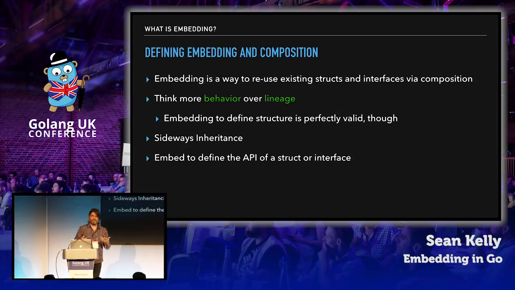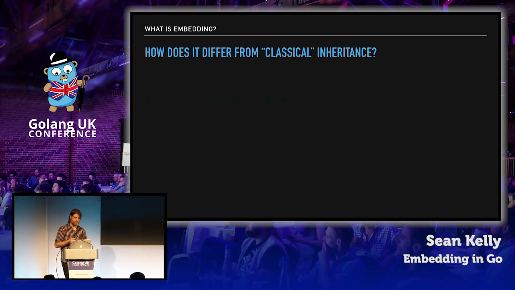Another way to think about the right way to apply embedding, at least in my opinion, is using it to define the API of a struct or an interface. So using it to define that public set of contracts that you're going to expose by reusing other things that you know already work, but that you want to include in something else without having to rewrite or re-implement them from scratch.